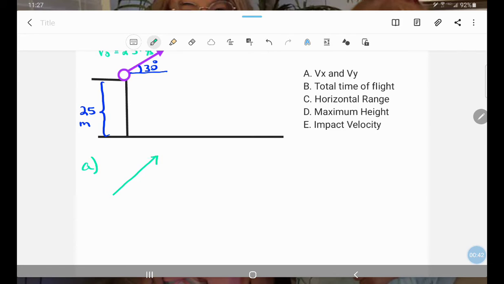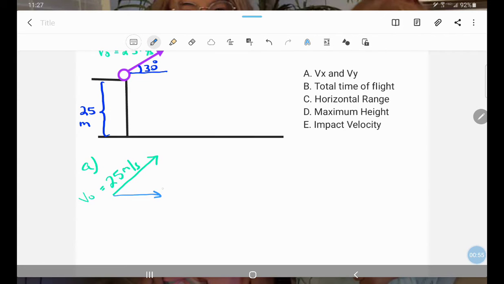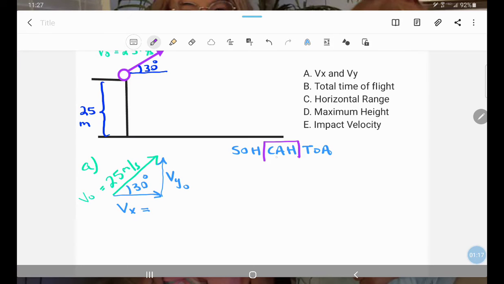So what we have, guys, is 25 meters per second here as our initial velocity. If I decompose that vector into its horizontal and vertical components, we have Vx here, we have Vy initial here. This angle is 30 degrees. Recalling the SOHCAHTOA, recall, guys, that for the horizontal portion, we will use cosine, and for the vertical portion, we will use sine.